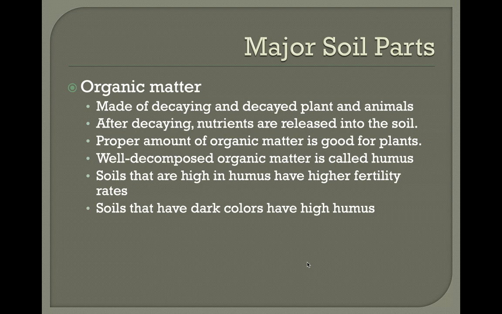Well decomposed organic matter is called humus. And soils that have got a lot of humus are going to be really, really high in fertility. A lot of times, the darker the soil is, the more humus it has in it. So we want to look at the color of soil, and that color does help to make a difference in what's going on inside that soil and how nutritious it actually is.